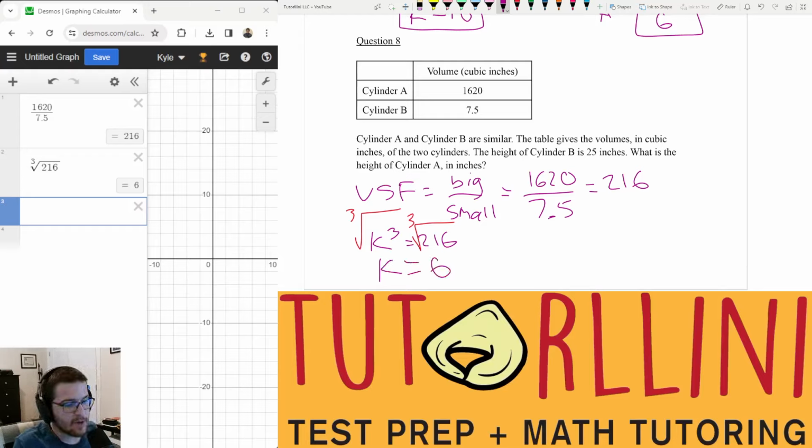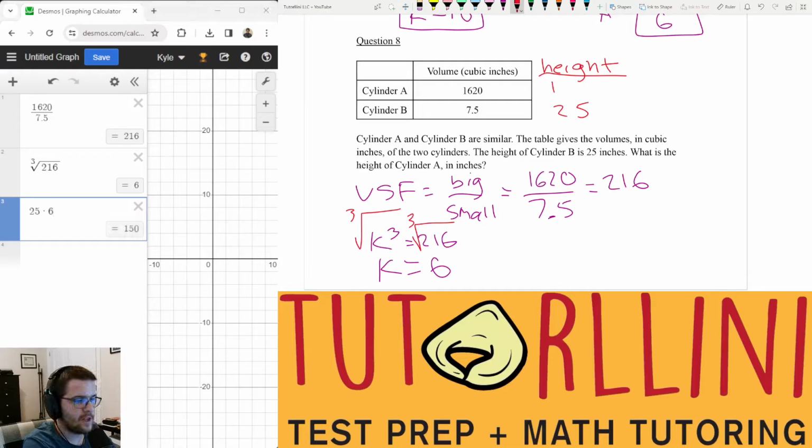The question's asking about height, so we indeed do want the linear scale factor, so we're going to use 6. Let's add the information to our picture here. So this is height. And the height of cylinder B is 25. Okay, so cylinder B is the smaller one, it looks like, so we're going to want to multiply. So 25 times 6, and that is 150. So the height of A is equal to 150.